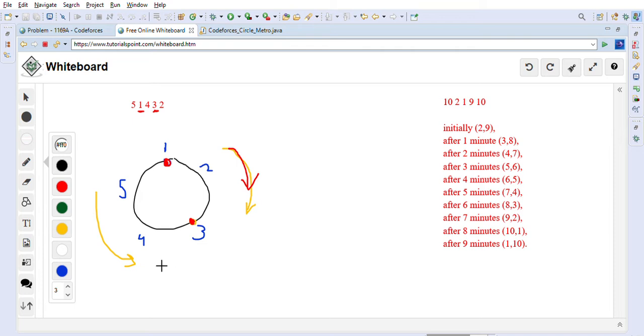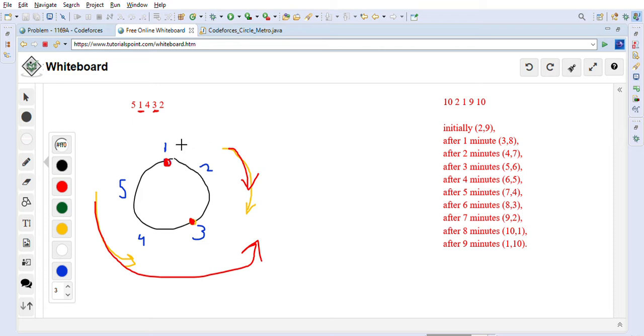In this direction, and Vladi's train is going in the opposite direction, basically, right? So what we can do is simulate that the trains are going, and we have to find out if they are meeting at the same station at any particular time, right?